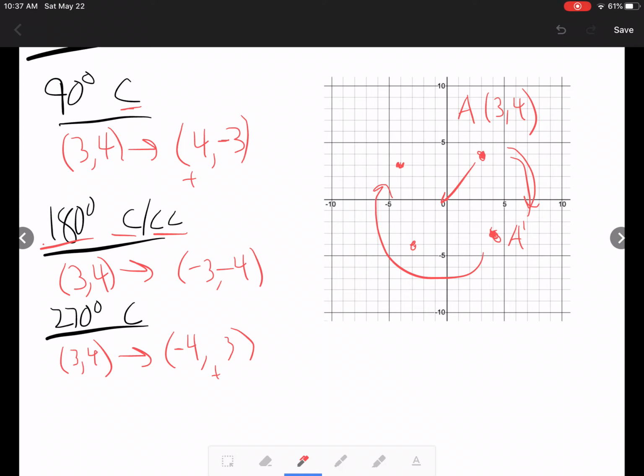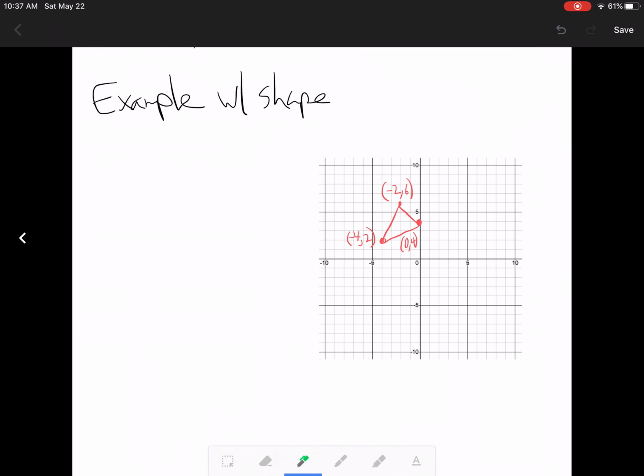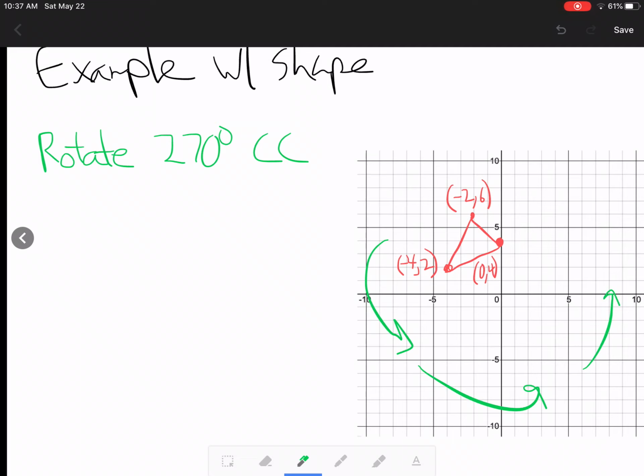And so it's just about getting comfortable with these rules for the rotation. Now we want to kick it up a notch. What we'll do is take a whole shape and rotate it. So this time let's do a different color, and let's rotate it 270 degrees counterclockwise. So that means we're going to go 1, 2, 3. So we're going to be in this quadrant right here.